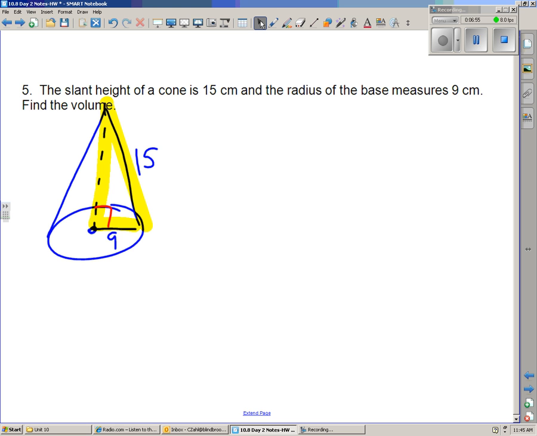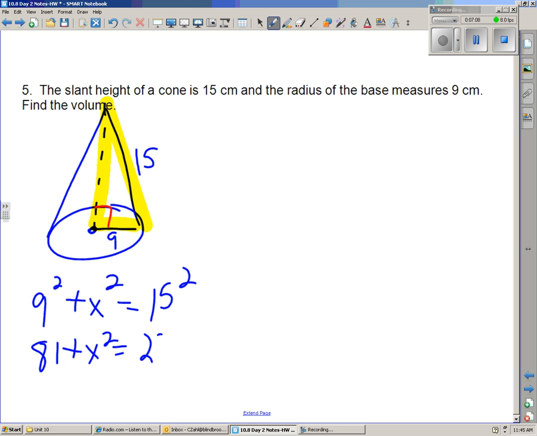So again, either you know your triples or you do the Pythagorean theorem. It happens to be a 9, 12, 15, but I will show you that 9 squared plus the height squared equals 15 squared. 81 plus x squared equals 225. X squared equals 144. X is 12. So we now in fact do have the altitude.